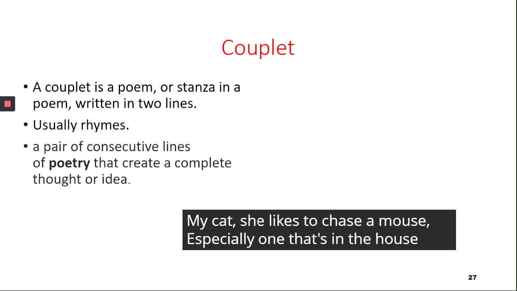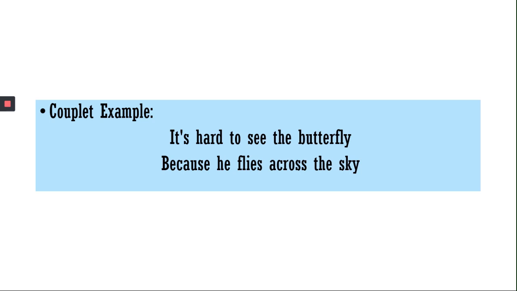Couplet. A couplet is a poem or a stanza in a poem written in 2 lines. So dalawahan lang po ito. It usually rhymes, and it is a pair of consecutive lines of poetry that create a complete thought or idea. Example, my cat, she likes to chase a mouse, especially the one that's in the house. So it has a rhyme, and if it is just going to be converted into a stanza, it only has one idea or one thought.